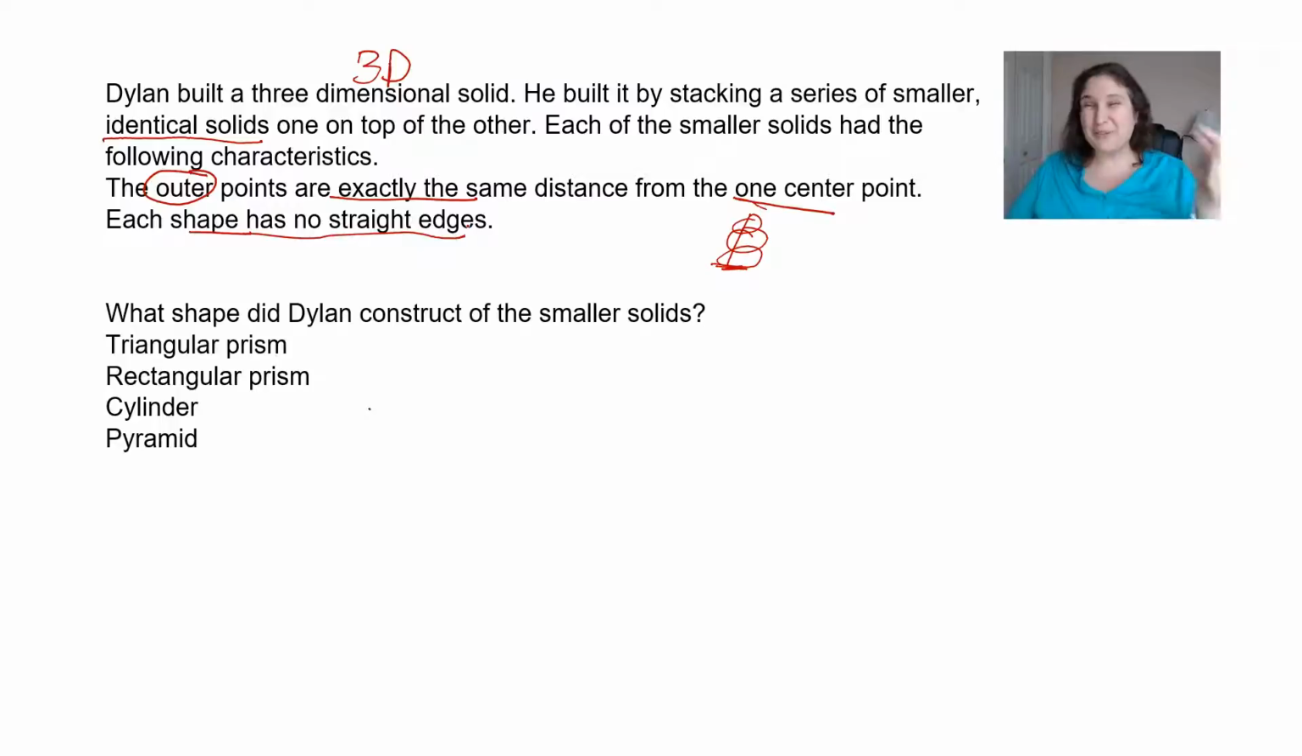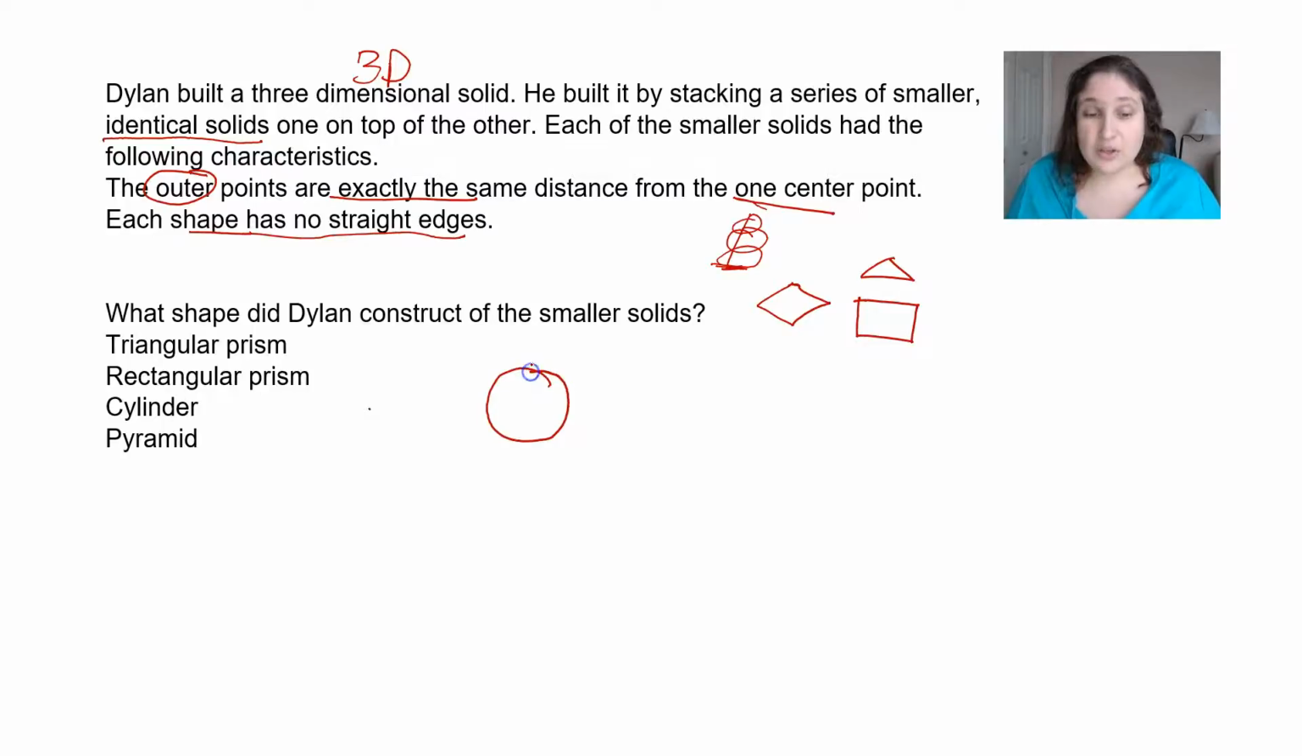So I'm going to go in reverse. What's the only shape that has no straight edges? Because if we think about it, a square has straight edges, a triangle, straight edges, a diamond or rhombus, straight edges, all of them straight edges. There's only one shape that has no straight edges, and that shape is a circle or a variation of it. You could definitely have an oval, okay? But it says that the outer points are exactly the same distance from one center point. So because of that, it has to be a circle, okay?